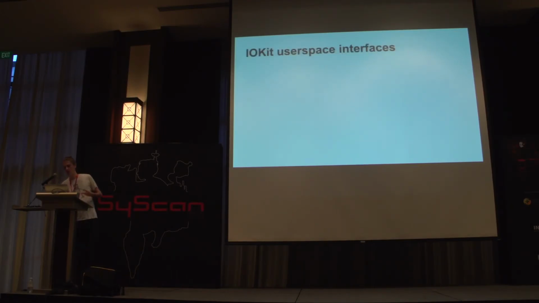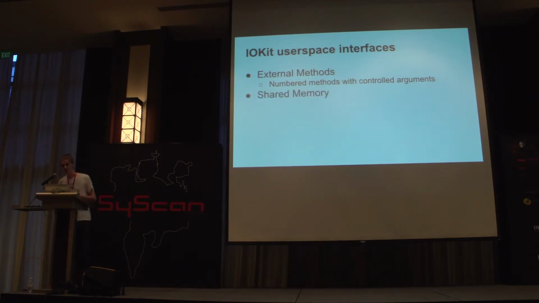So there are three main ways that IOKit drivers and user space can interact. We're going to look at three kernel bugs, one kernel bug in each of these interfaces. And again, the most recent one was patched in iOS two weeks ago. So the first type of interface that we have is external methods. If you're familiar with Linux or Windows, these are most similar to ioctls, IO controls. Essentially, your driver provides numbered methods, and from user space, you can invoke these methods with controlled arguments.